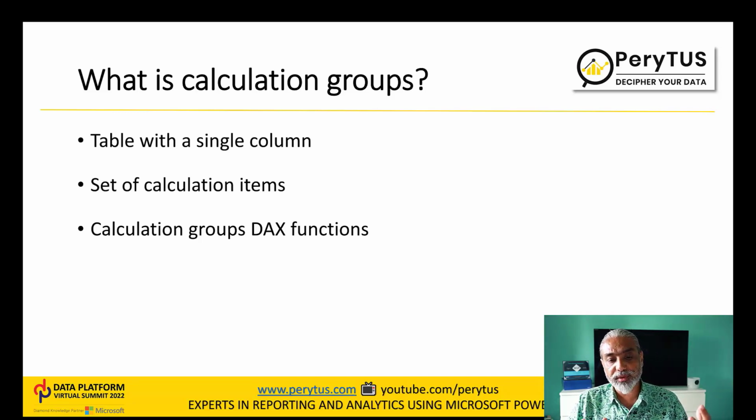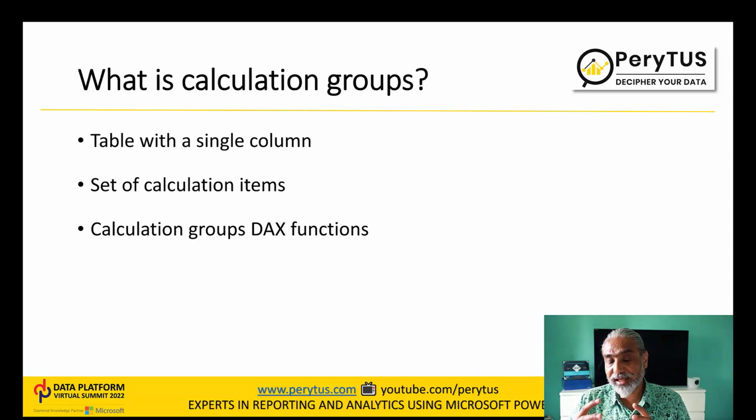The calculation groups DAX functions. There are certain DAX functions designed mainly for calculation groups, like SELECTEDMEASURE, SELECTEDMEASURENAME, and then there is SELECTEDMEASUREFORMATSTRING. There are 4 or 5 different DAX functions designed to work with calculation groups. We will look into these functions in our demo.